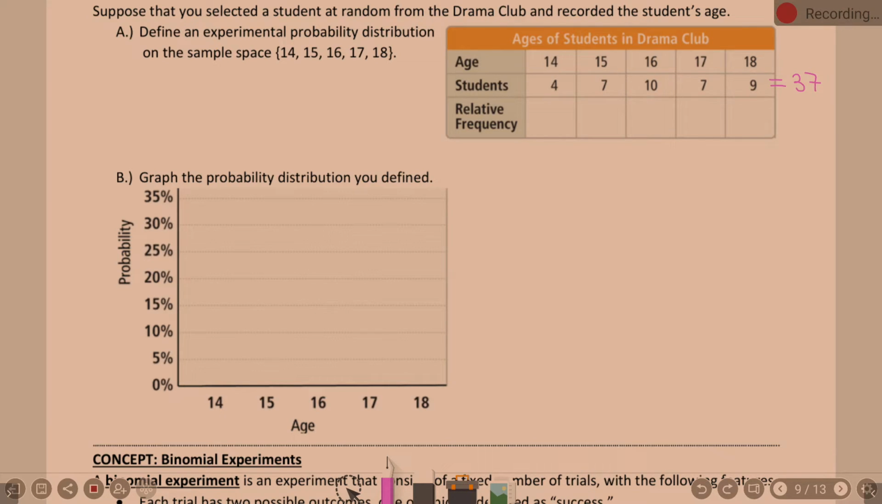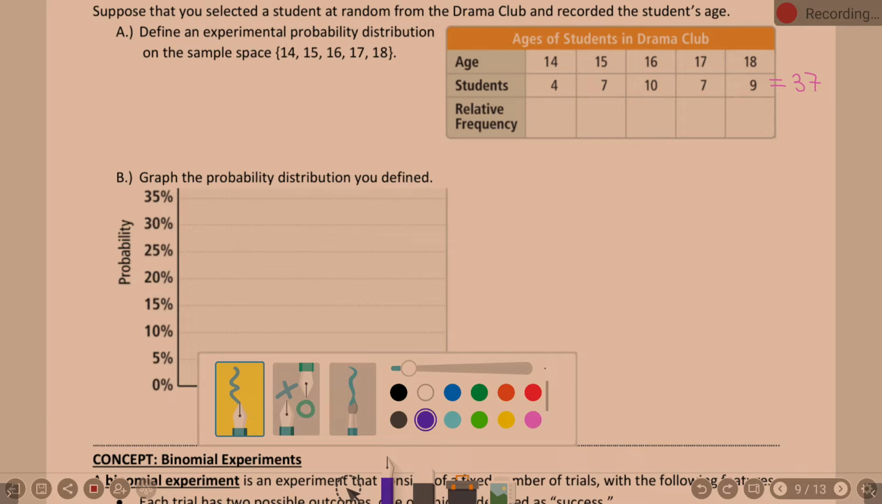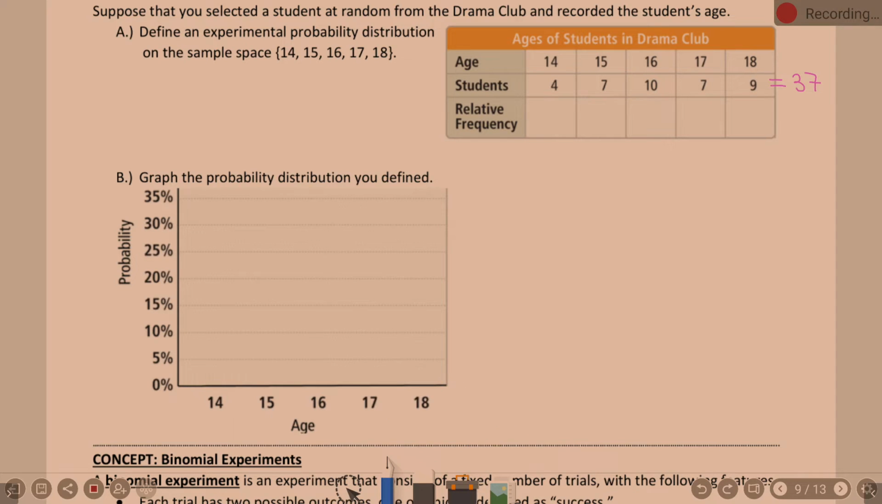Okay. So if there are 37, what is the relative frequency for the students that are age 14? How do we do that? Not 14 over 37. 4 over 37, right? Because there are 4 students in the age 14 group out of 37.